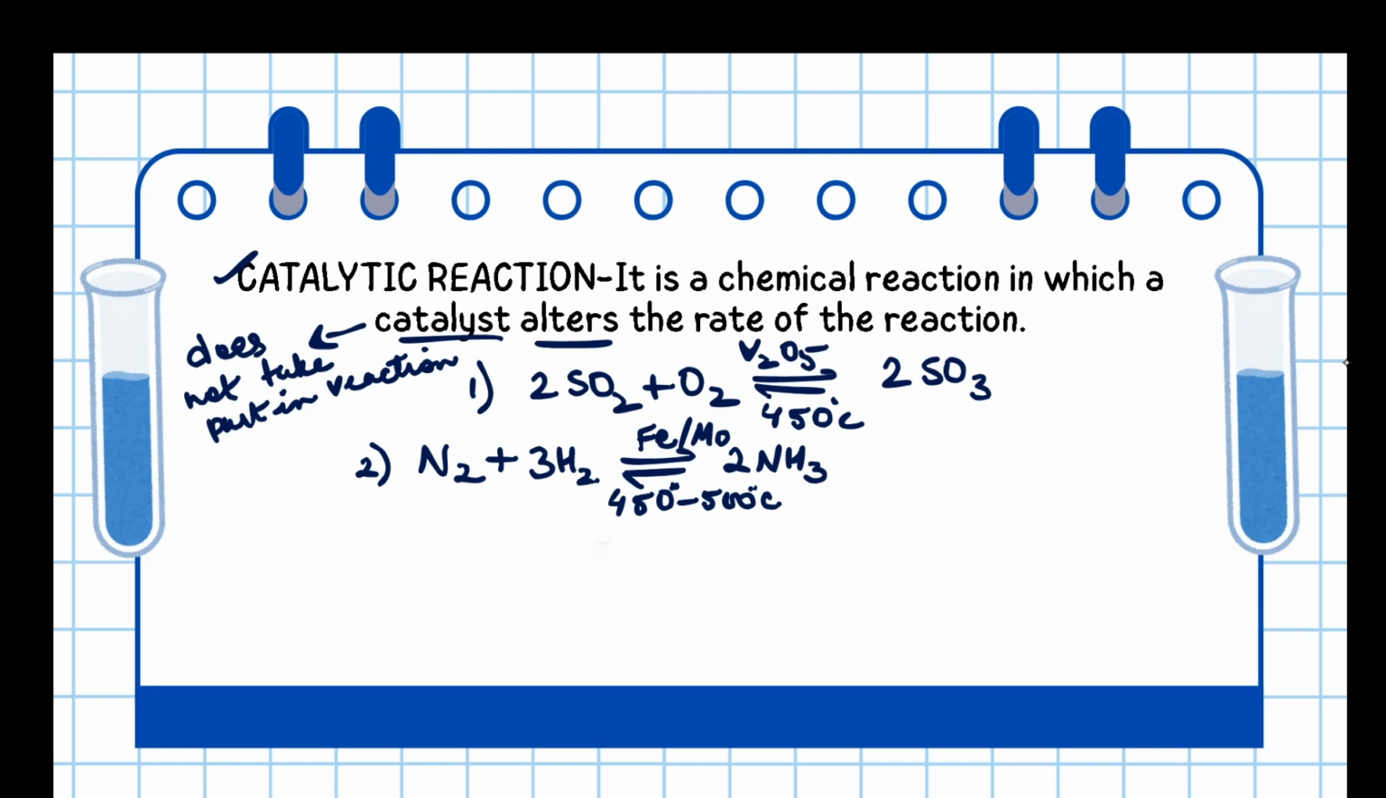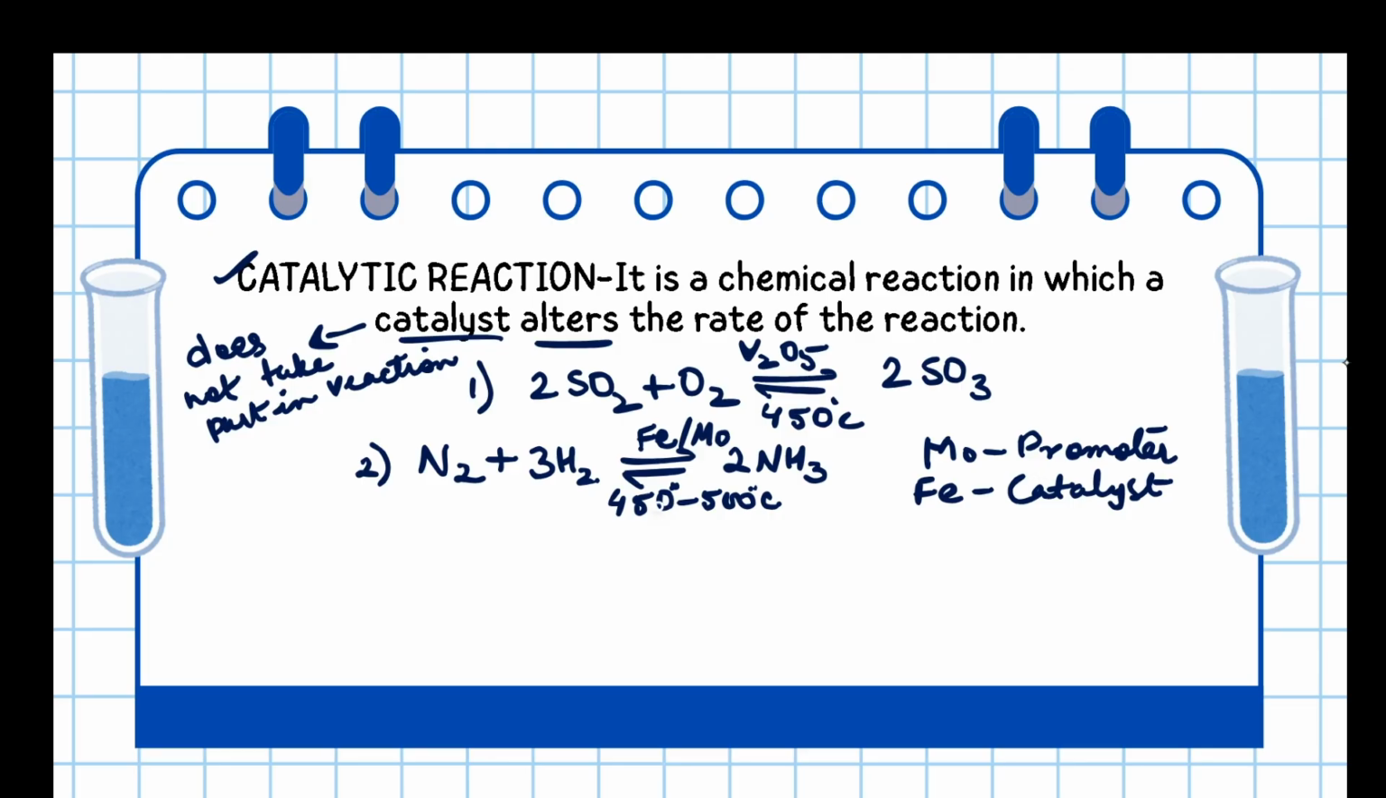The two important conditions are, firstly, the catalyst used is iron. What is molybdenum? It is a promoter. A promoter only increases the efficiency of the catalyst, and iron is the catalyst over here. And what is the work of a catalyst? It increases the rate of the reaction. It is changing the rate of the reaction. It is altering the rate of the reaction.